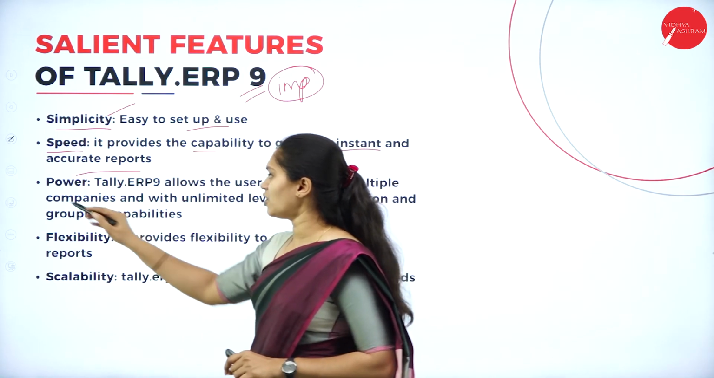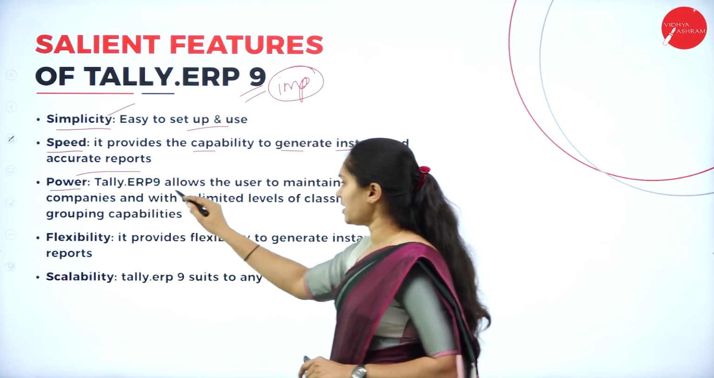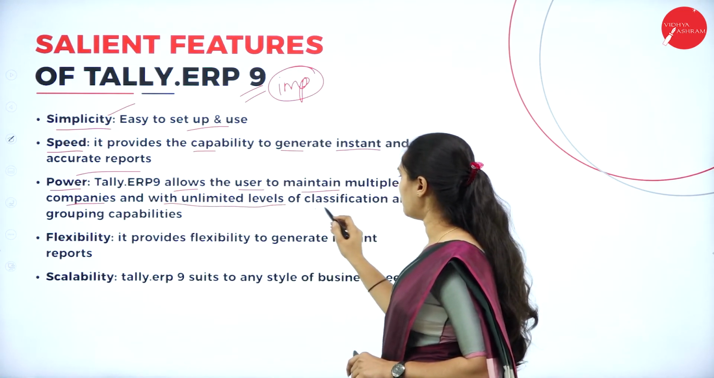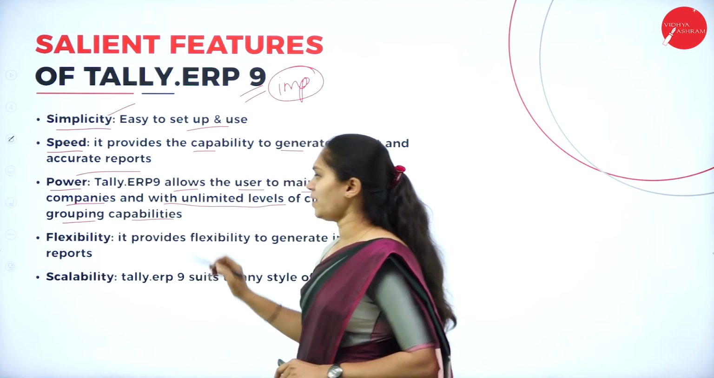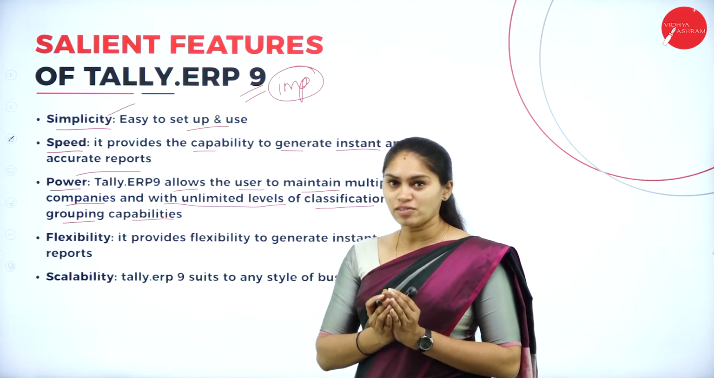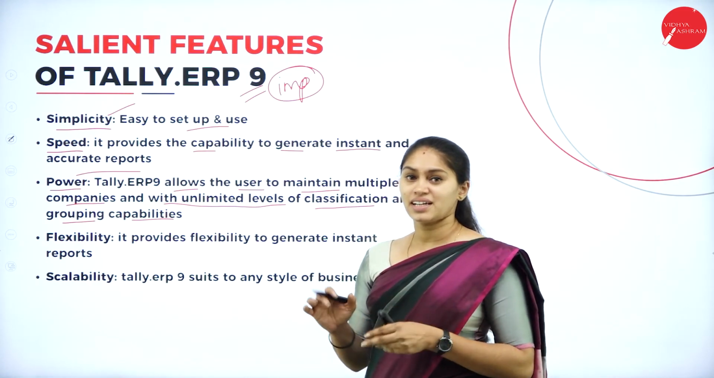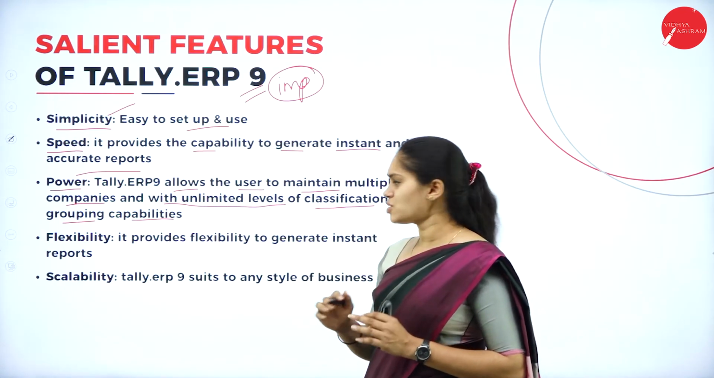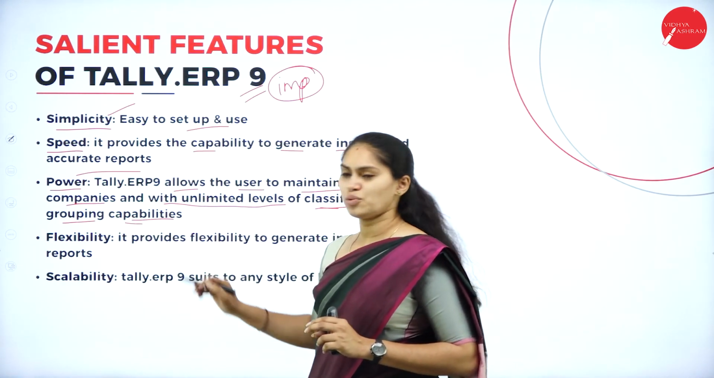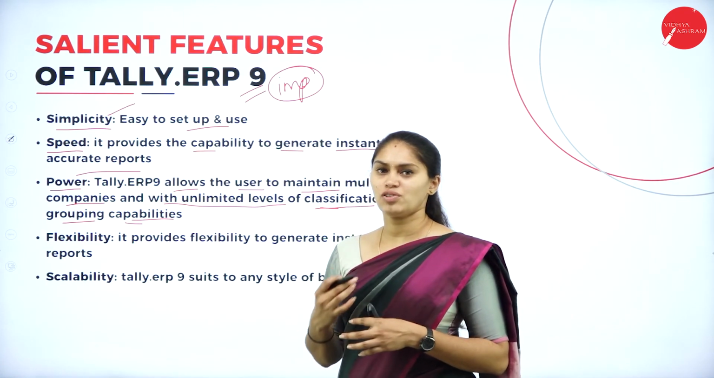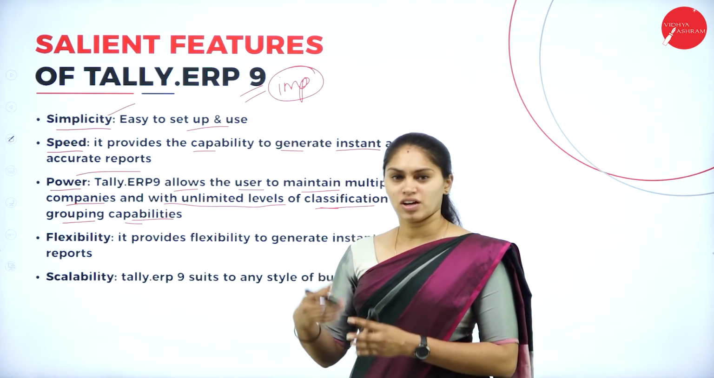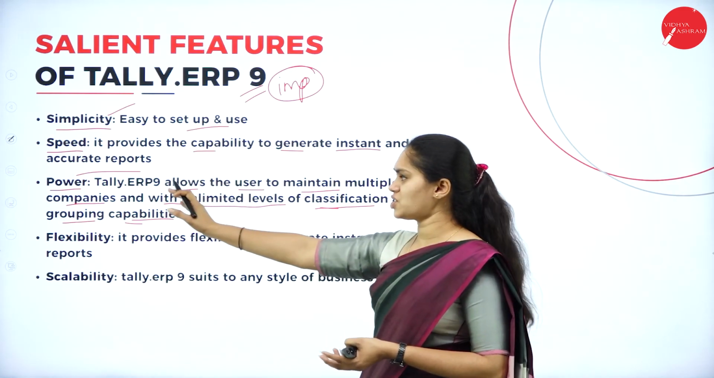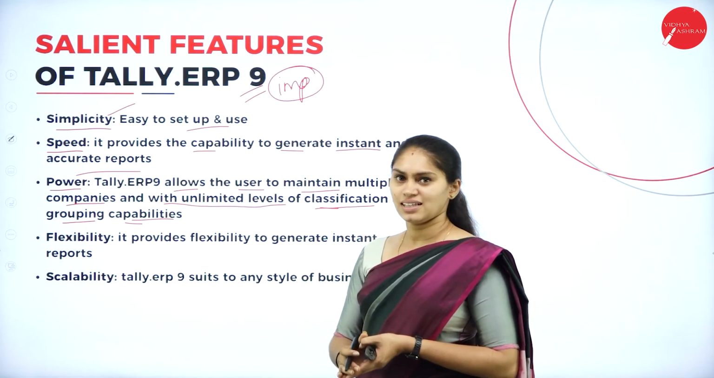And it has a feature called power, that is, Tally.ERP allows the user to maintain multiple companies with unlimited levels of classification and grouping capability. It has a powerful technical tool to maintain the different companies' transactions under unlimited levels of classification and grouping capability. There is no restriction on the number of groups or number of organizations or level of the organization. There is no restriction over having that in the ERP.